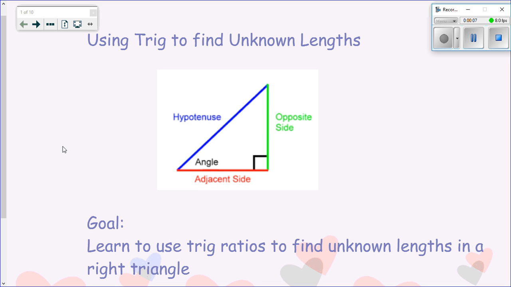Last class we introduced you to what trig was all about, how to name the sides and what the three trig ratios are. Today we are going to start right there. But as the title gives away, because I can't keep secrets from you, we're going to be learning how to find lengths using trigonometry.